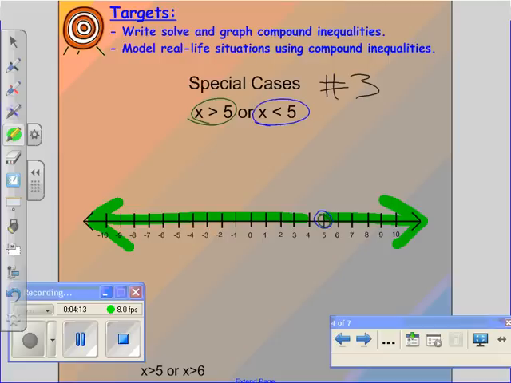Now notice, my number line is highlighted everywhere except for the number 5. Number 5, it's not highlighted. So I'm going to say my solution is x is, and I'm going to use the term not equal to. So x is not equal to 5. What we're saying there is any other number works except for 5.